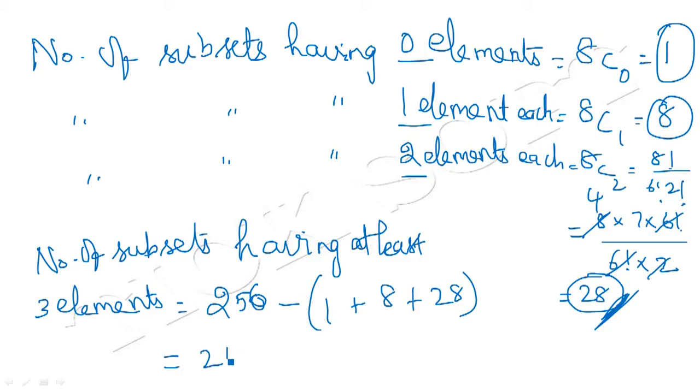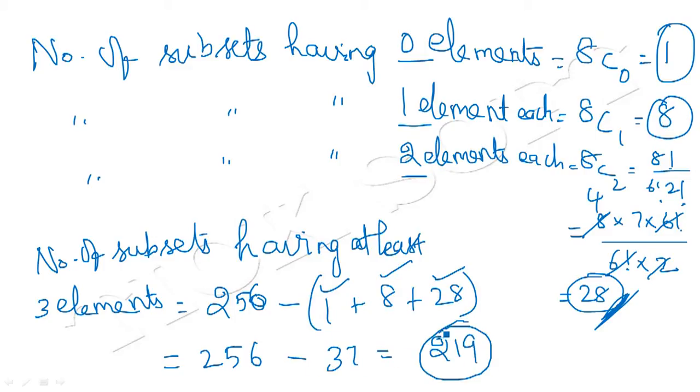So now this is equal to 256 minus, here 28 plus 1 is 29, 29 plus 8 will be equal to 37. So now if we subtract these two values, we will get 219 as the required answer. So hence, out of these 4 options, option A, 219, is the correct answer. Now we are going to see the second question.